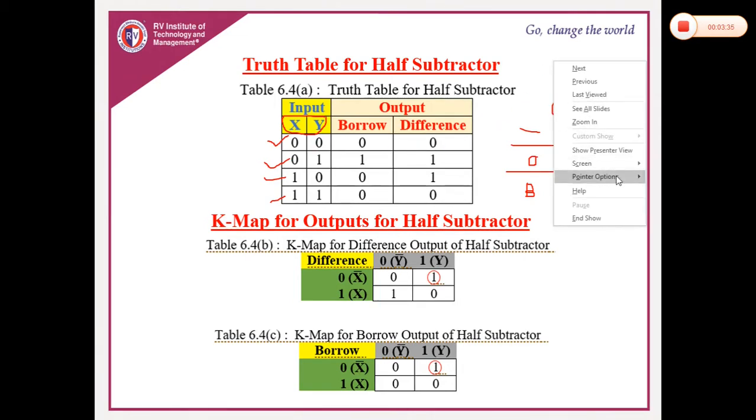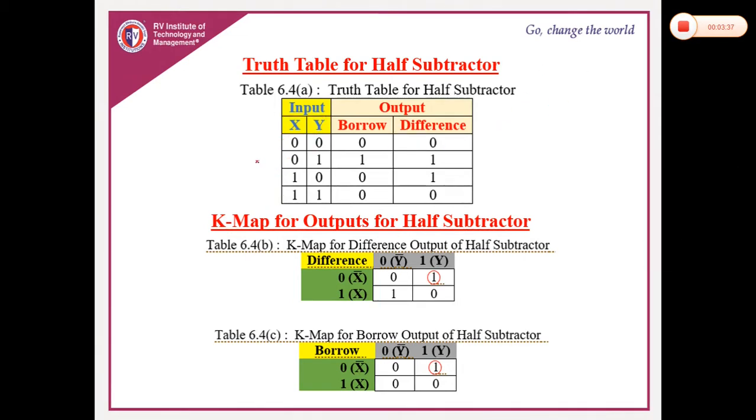Next combination, whenever it is 0 1, 0 minus 1 is somewhat different. It cannot be done. So for this what we will do, we will take borrow from this. Then what will it become? It will become 1 0. 1 0 is nothing but 2. 2 minus 1 is actually 1. We have taken borrow, hence we have to put borrow as 1. So that is the borrow and difference output for this.